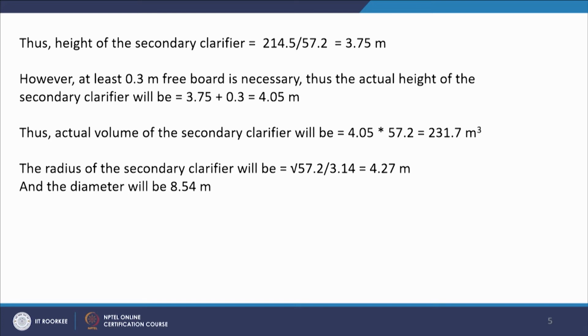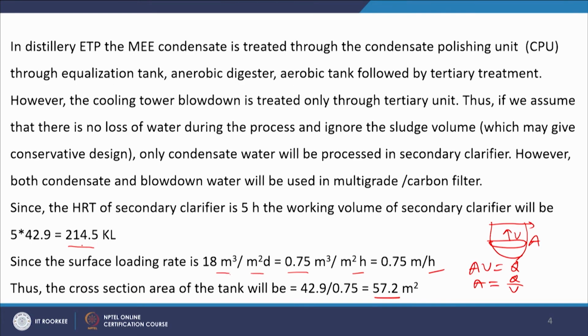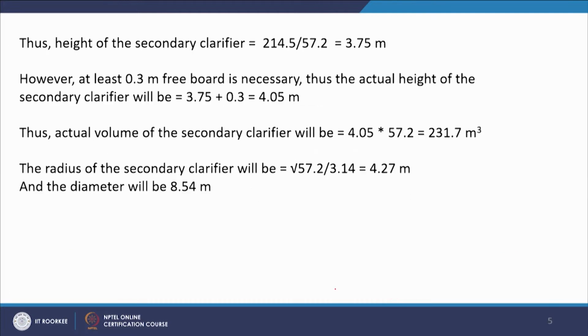Another thing, we can also calculate the height, because we have calculated the volume as 214.5. So, here the total volume V is equal to 214.5 KL and the area is 57.2 meter square. If we consider the height as H, then height is equal to this volume divided by this area. So, we are getting 3.75 meter, but this is basically the working volume, the height corresponding to the working volume of the reactor.